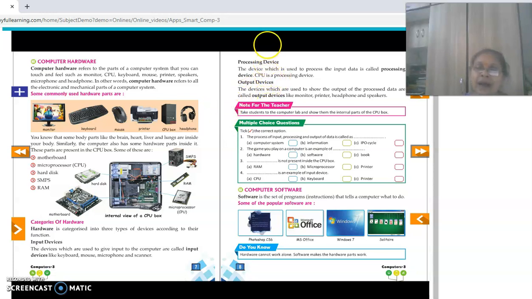Now, next devices are processing devices. Just now you took an example, you had to do the addition of 2 plus 5. Where was it processed? Where was it done? Yes, tell me. Kanak, where was it done? Okay, in CPU box. Very good. The devices which are used to process the input data are called processing devices. CPU is the processing device. You can recognize here CPU. This one. This is called CPU.